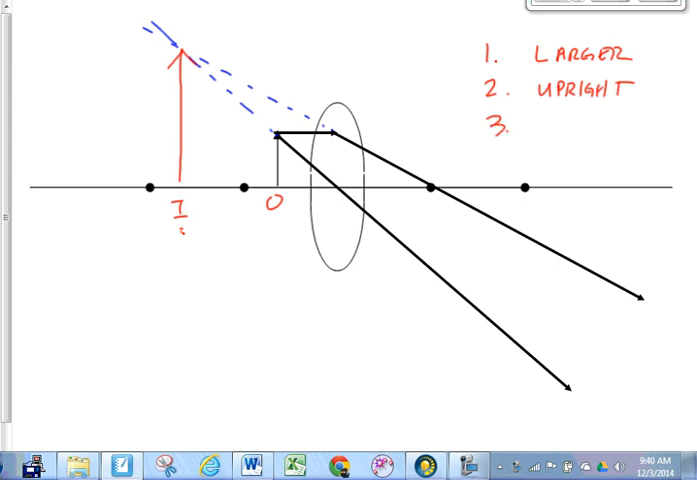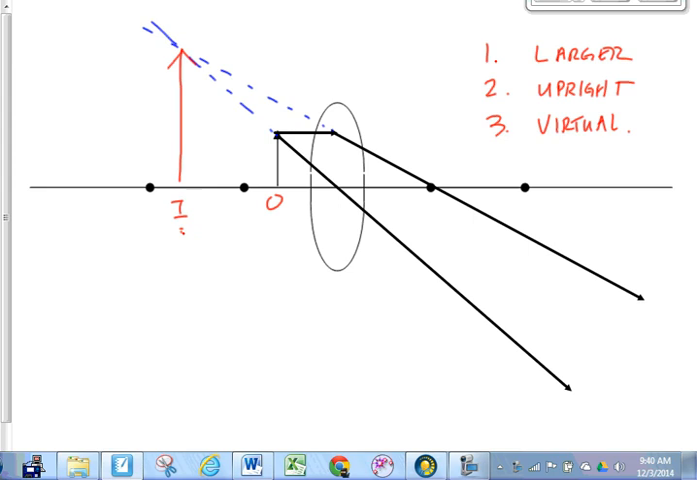Now, in the demonstration that I showed you, you clearly saw on the card on the screen that the image was upside down. The Canadian flag was upside down. Third, is it real or virtual? Could it be projected onto a screen or not? It's virtual. How do you know that? Good. Dotted lines intersect. That tells me that it's a virtual image.